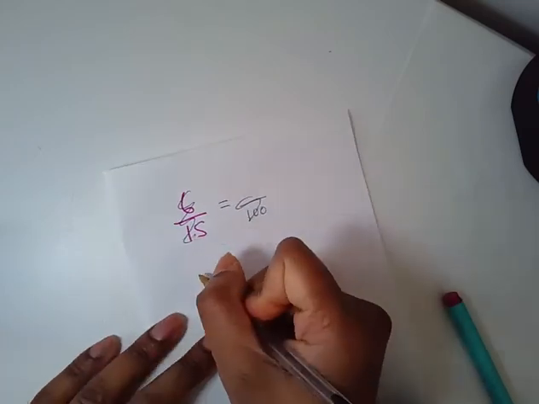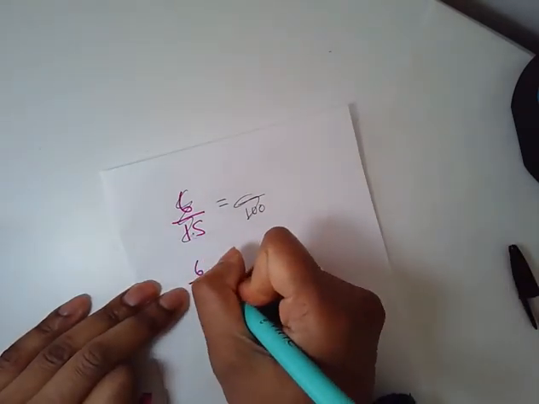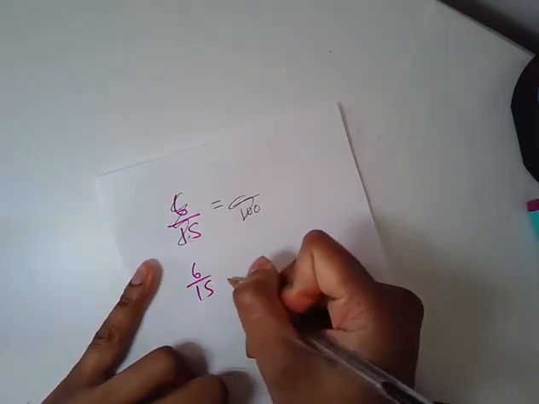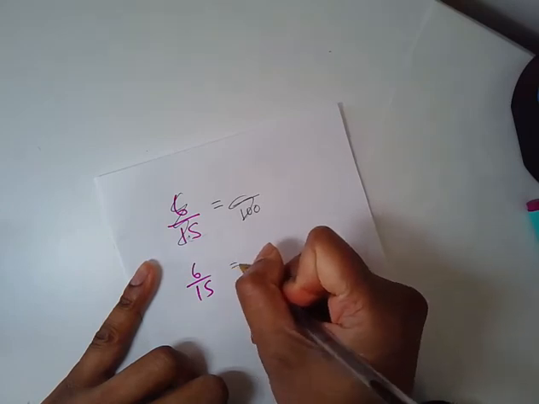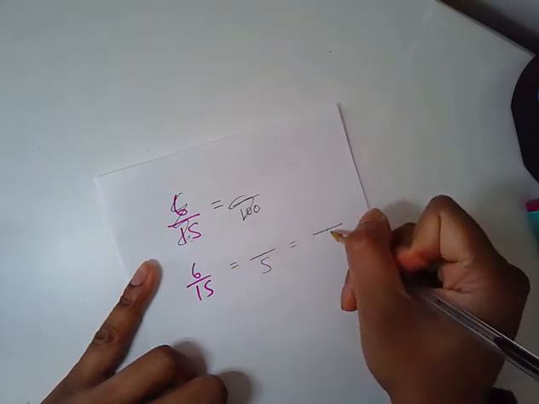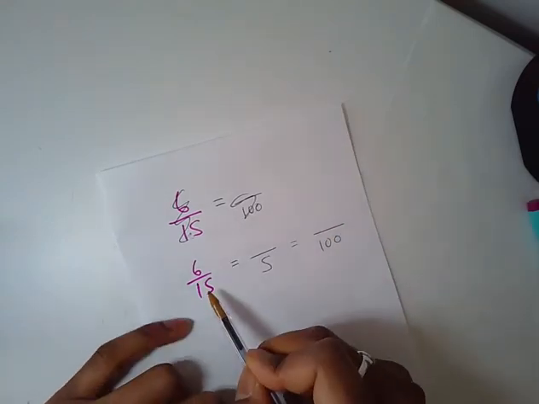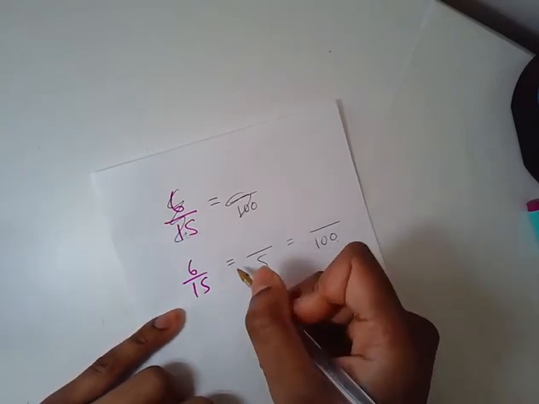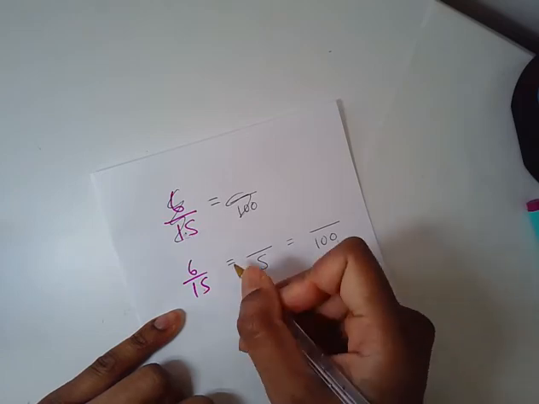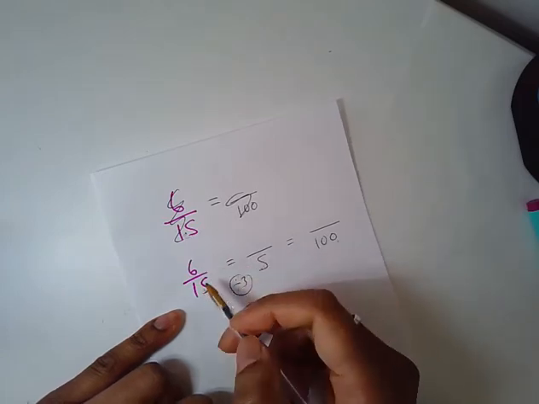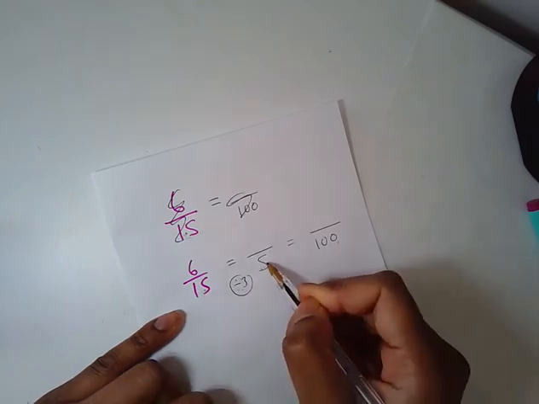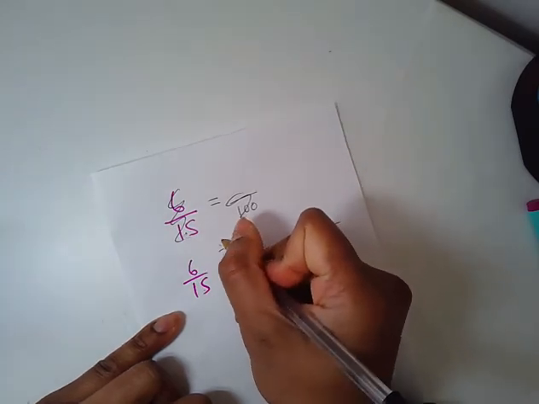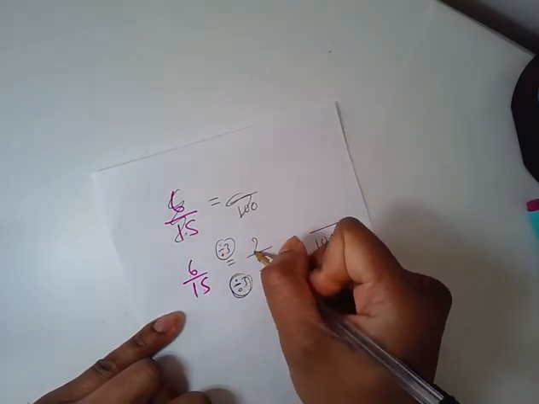So, if I start off with 6 over 15, I'm going to play a little trick with this. I know I can change that 15 into a 5 and then change the 5 into 100, because I know 15 is in the 5 times table, 100 is in the 5 times table. So what can I do to the 15 to make it a 5? Well, I can divide by 3. 15 divided by 3 is 5. Or you can say 5 times 3 is 15. So if I divide by 3 at the bottom, I need to divide by 3 at the top as well. 6 divided by 3 is 2.